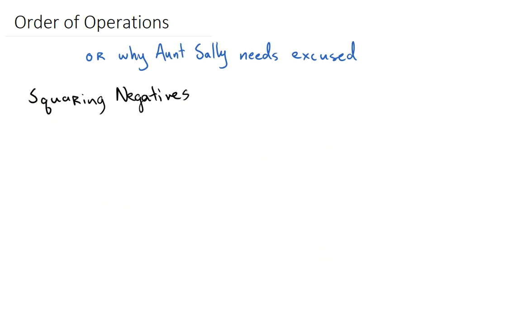Kind of related to the idea of order of operations is squaring negatives. And this can give students a real fit. So what we're talking about is something like -3 squared versus (-3) with parentheses around it, squared. And a lot of people in the entire universe want to think that these are the same thing, but they're not. Okay? So the second one is the one that's easier and more intuitive to deal with.